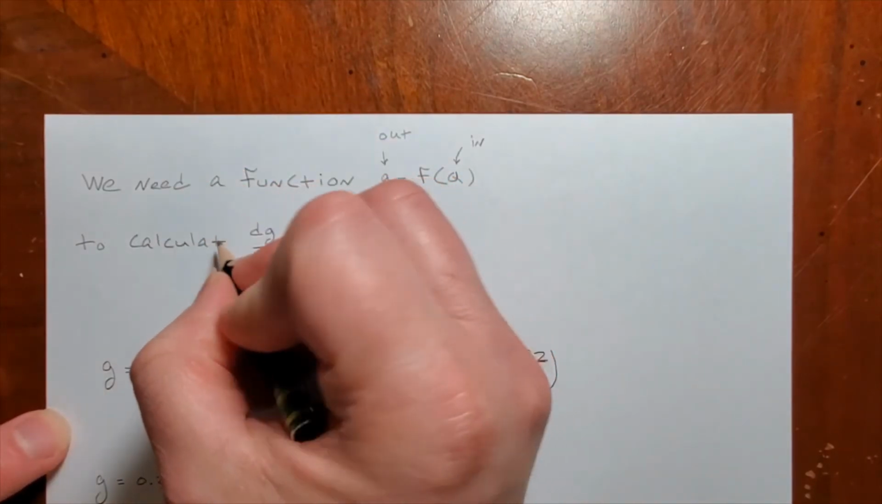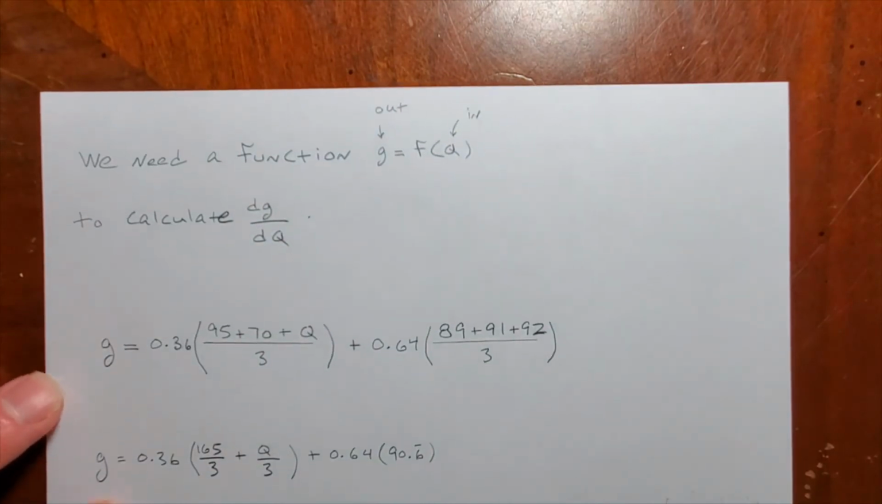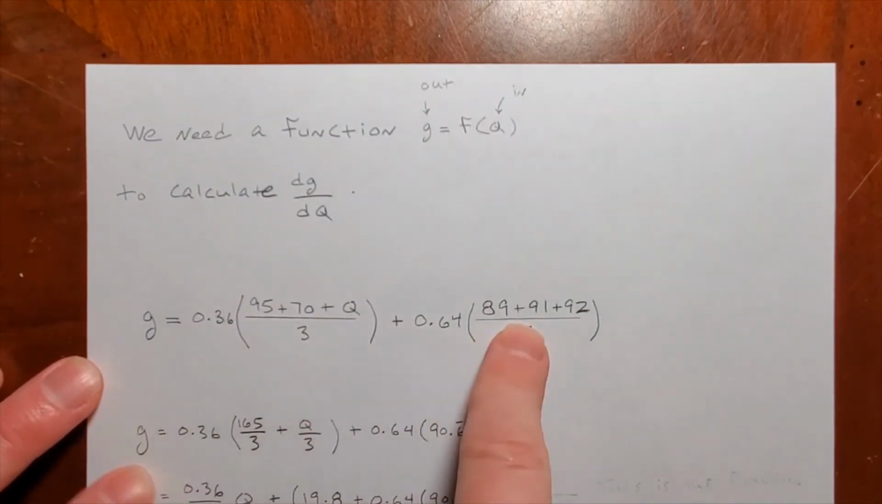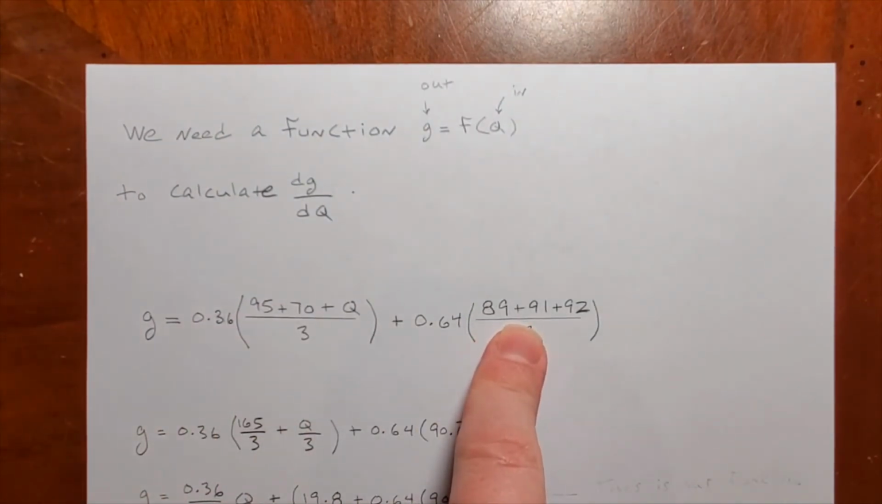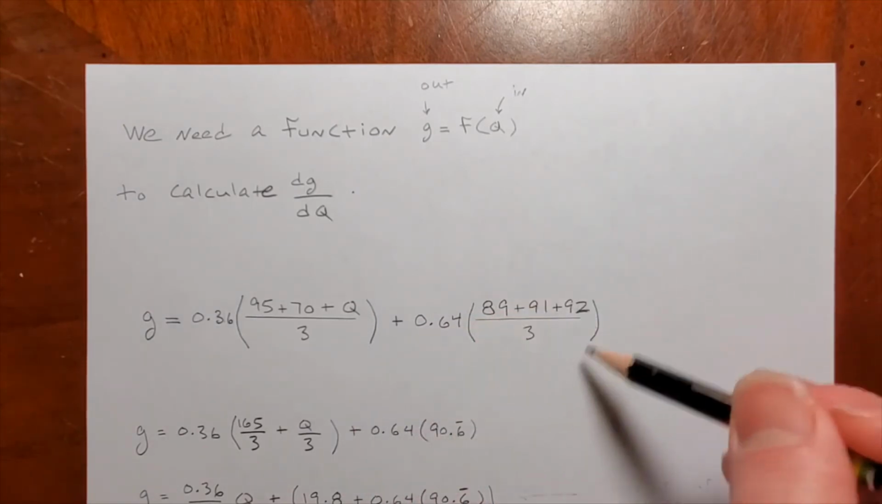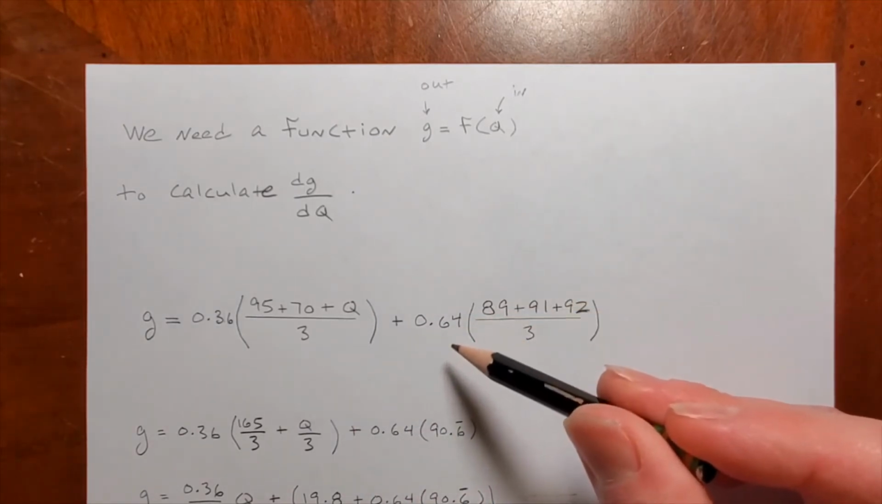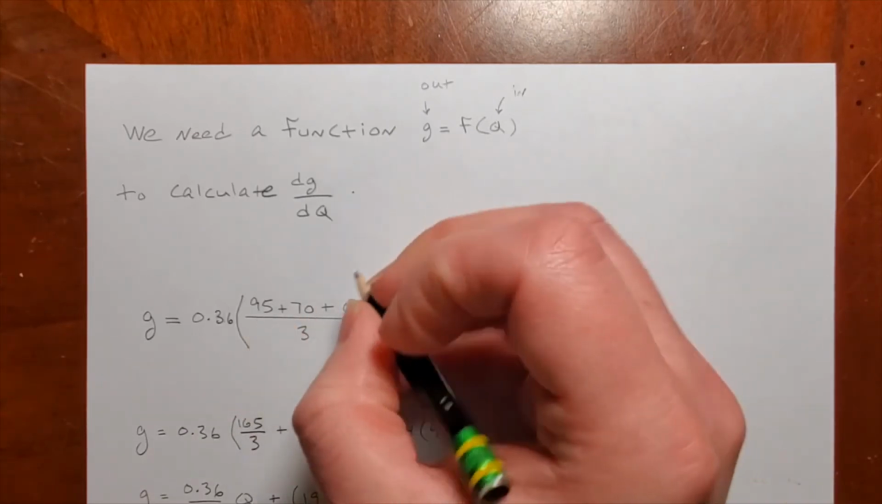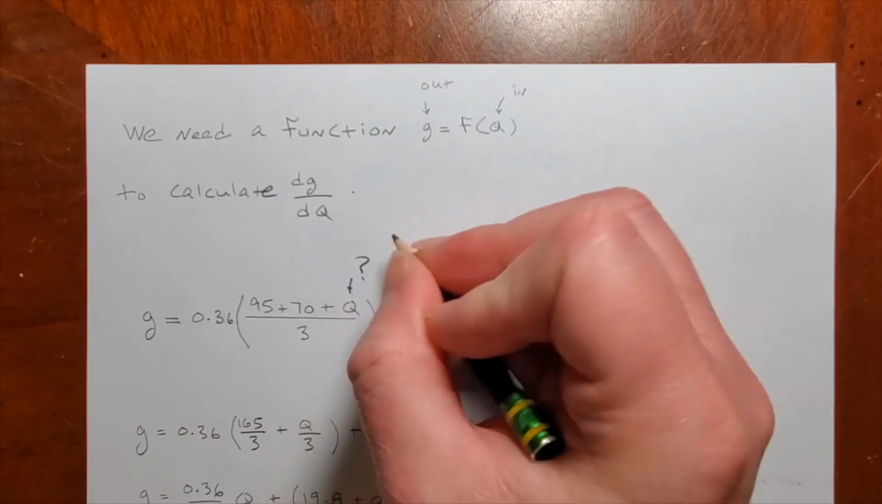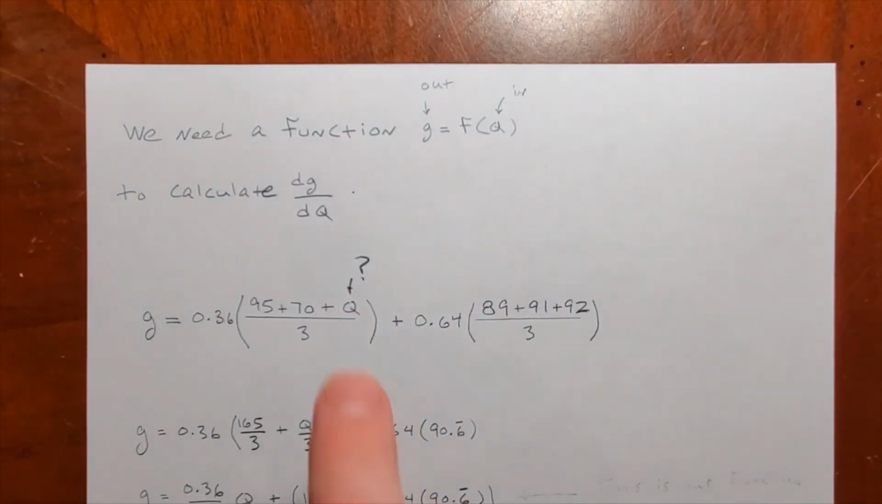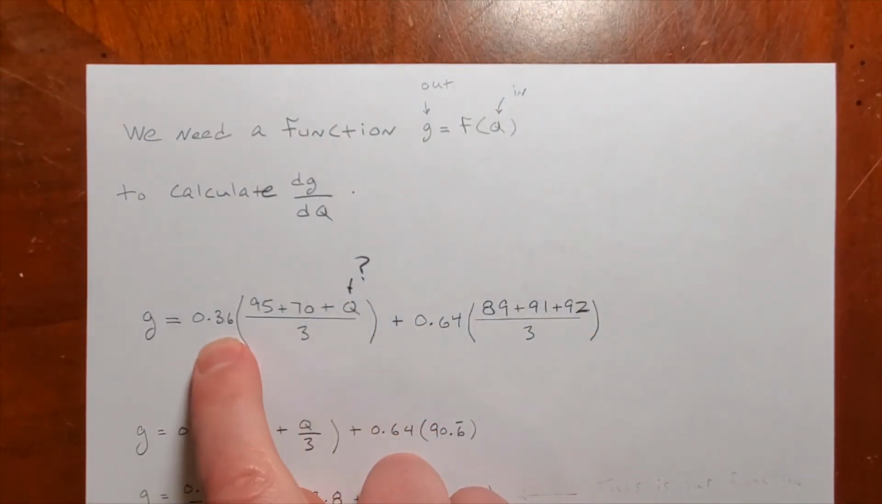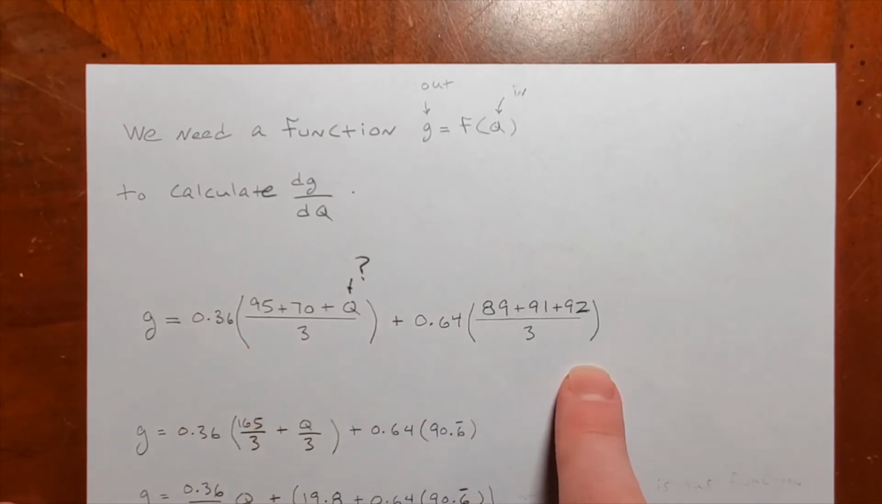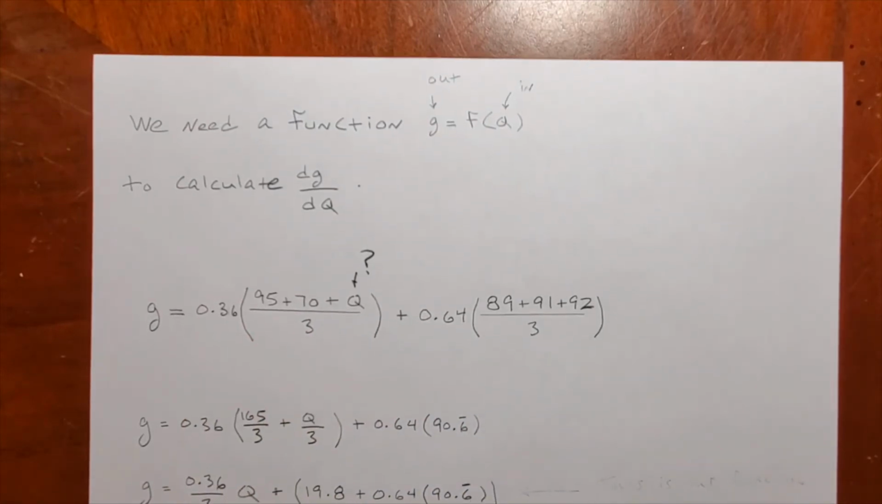To calculate dG over dQ. So here, this is what the syllabus says, right? It said it's the test average. So there's the average of those three tests. That's 64%. And it says the quiz average, with, I don't know what the last quiz is. That's why I represented it by a variable, is 36%. And that would be the grade. So that's how you do it. That's how the grade's calculated.